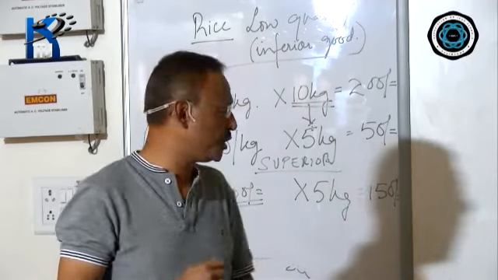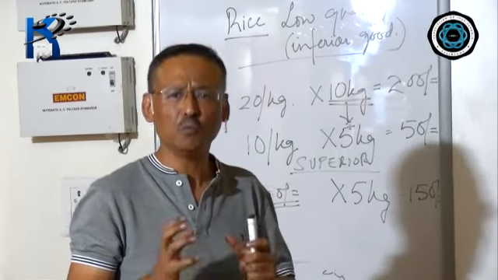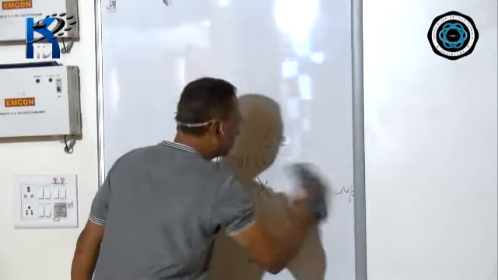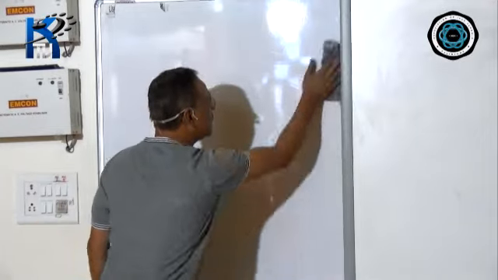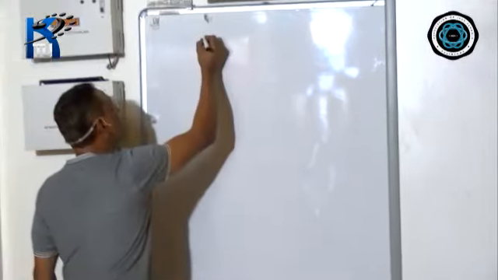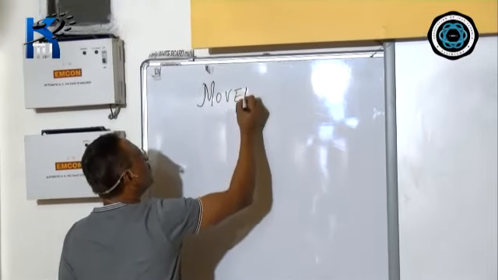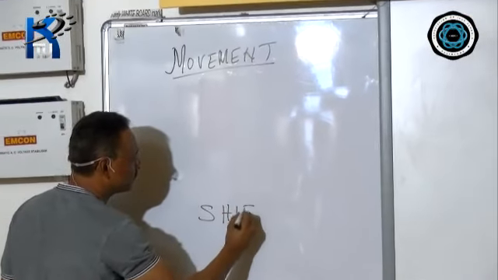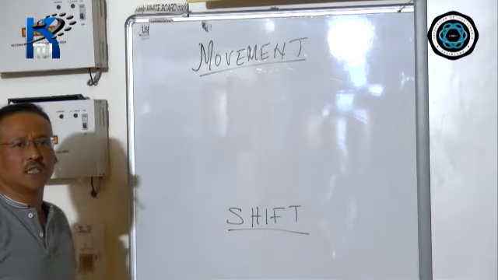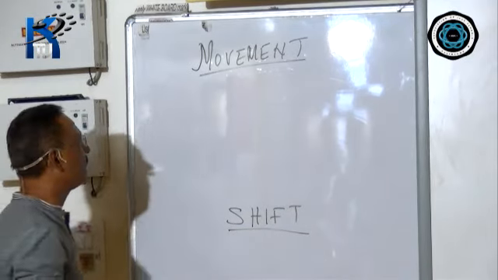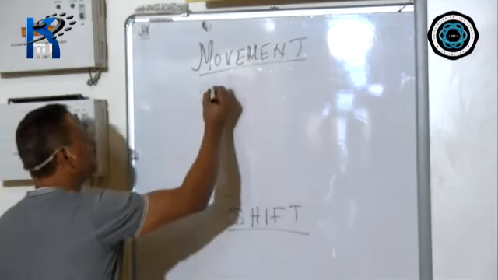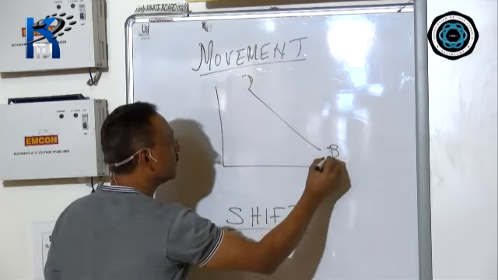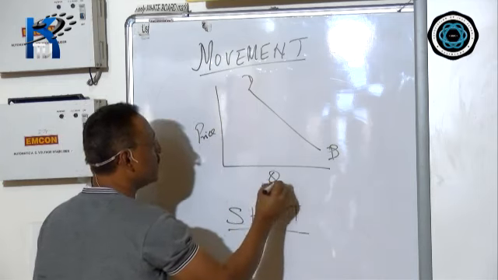The next thing I will give you in short is regarding how the demand curve moves. Let's have a look. The topic is movement and shift in the demand curve. How does the demand curve shift or move? In movement, what happens is, this is your demand curve with your price and your quantity demanded.